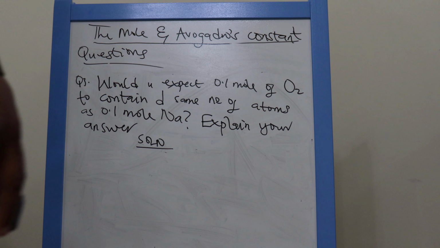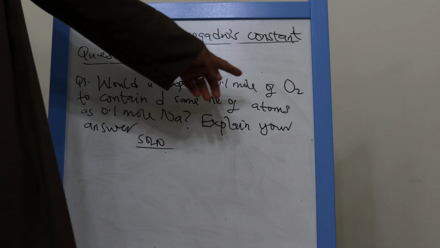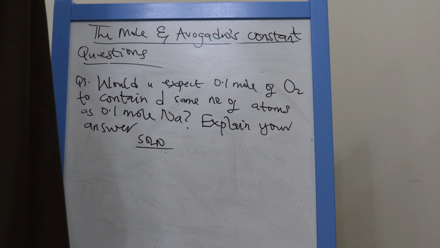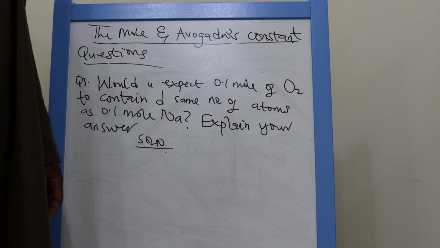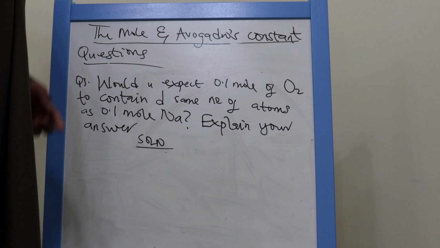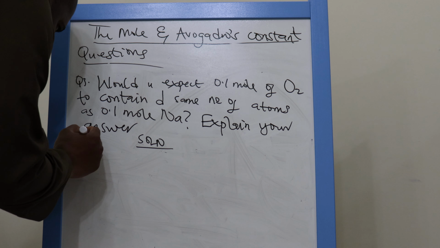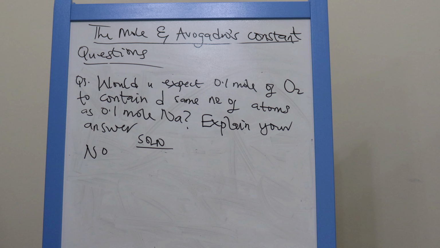Will you expect 0.1 mole of O2 or oxygen gas to contain the same number of atoms as 0.1 mole of sodium? Explain your answer. The first part is no. We don't expect it to contain the same number of atoms.